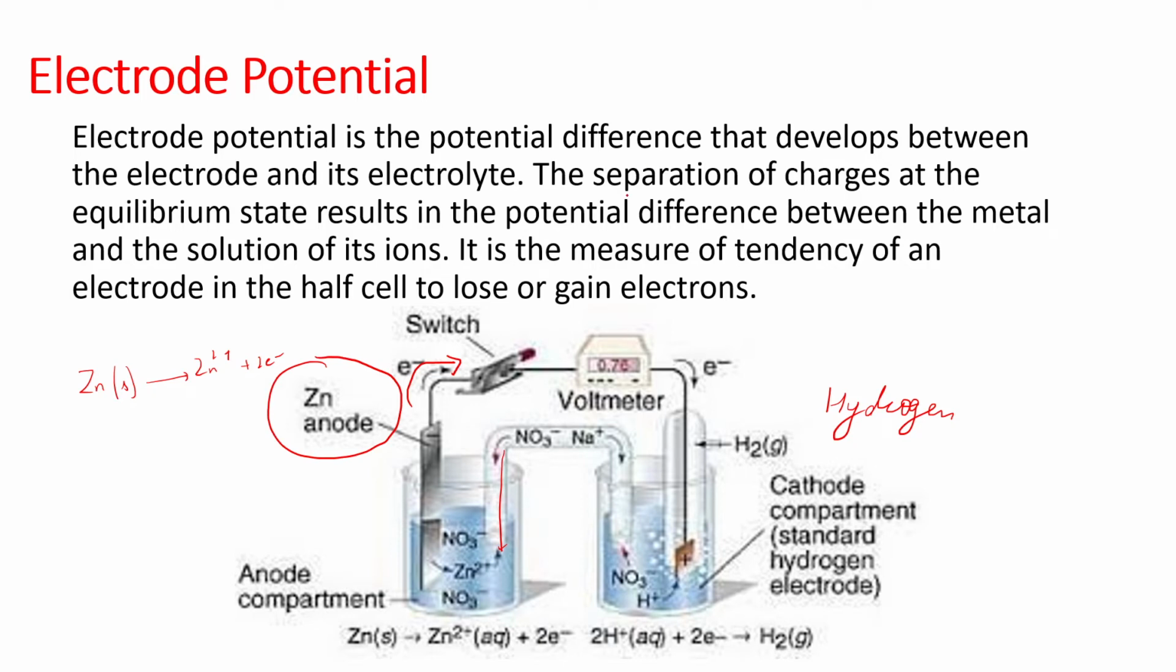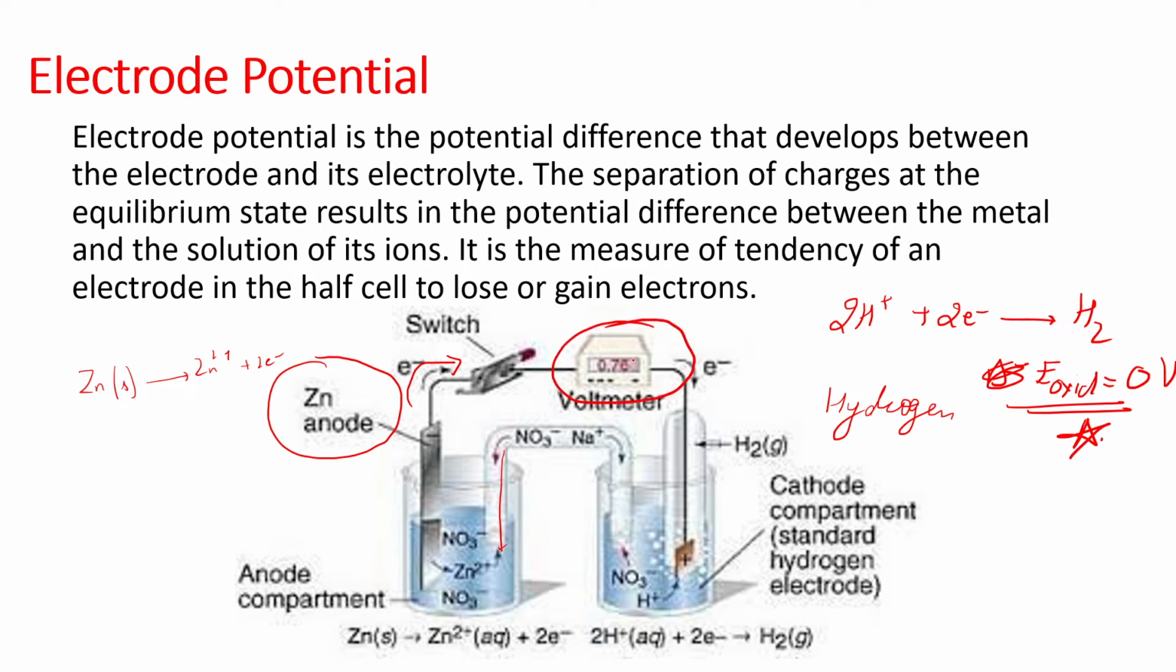It is taken as 0, that means 2H+ gaining 2 electrons forming hydrogen gas. So the delta E naught for this cell, E oxidation for this cell, is considered as 0 volt. With respect to this 0 volt, the measured potential in the voltmeter will tell the tendency of the zinc to lose the electrons.